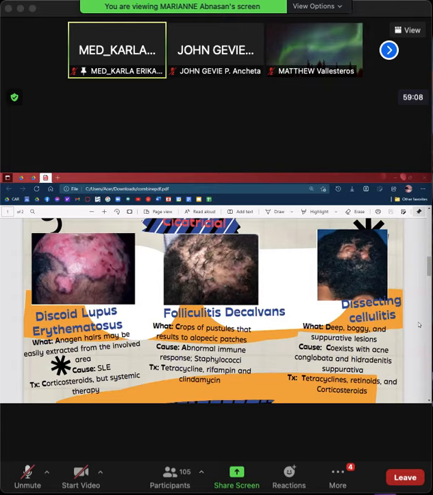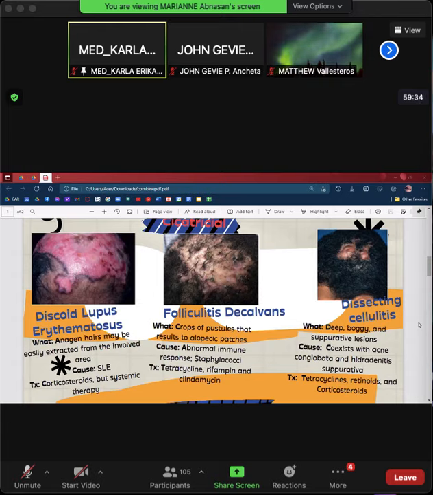So for the folliculitis decalvicans, the crops of pustules can result in alopecic patches as seen in the picture. So the cause is the abnormal immune response to staphylococcal infections. The main treatment would be tetracycline. However, combination with rifampin and clindamycin is also encouraged.